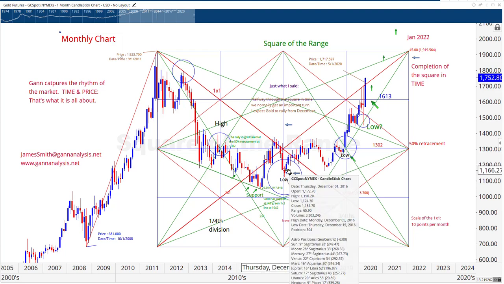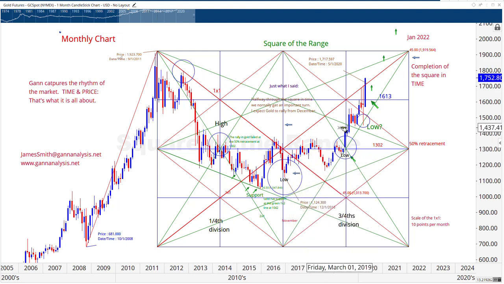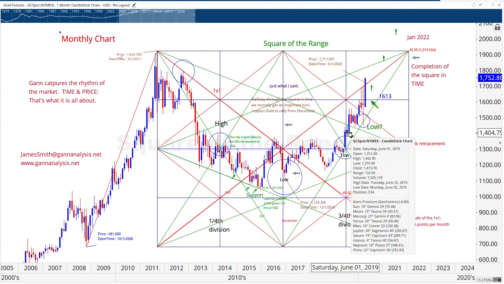We sold off into it. That gave us a rally. 3/4 of the distance in time through the square is a natural place to look for a change in trend, and you're at 50% of the square in price. So 50% in price, 3/4 in time, that's a natural place to look for a change in trend, and sure enough, gold took off at that point.